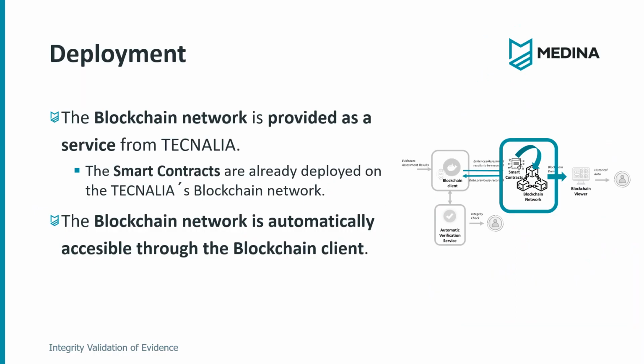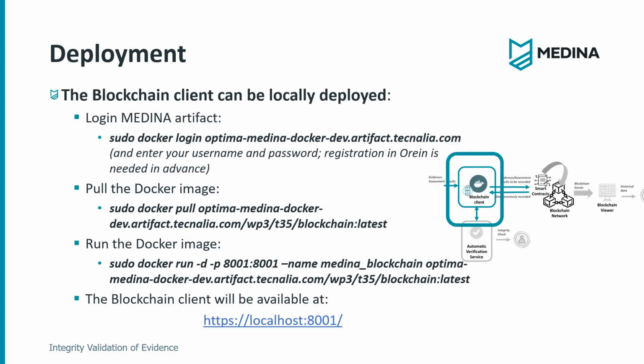Let's start with the blockchain network and the already deployed smart contracts. They are provided as a service from Technalia infrastructure. This network is automatically accessible through the blockchain client without needing to configure anything. The blockchain client needs to be locally deployed to be able to interact with the blockchain network and the smart contracts. It is a Docker image that needs to be run locally. Here, you can see the steps that need to be followed to pull and run the Docker image from the MEDINA artifact. An account is needed in advance as login is required. If you follow the steps, the blockchain will be accessible at the indicated URL.